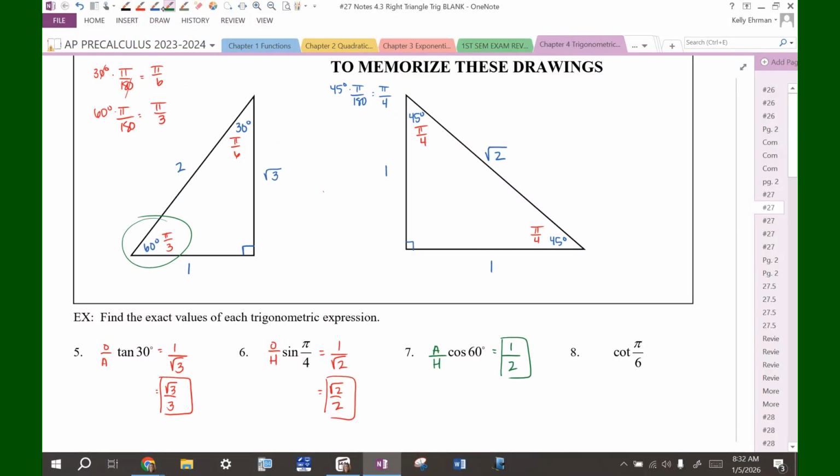Okay, what about cotangent? So in my brain, I'm thinking, all right, tangent is opposite over adjacent. So this is adjacent over opposite. Find pi over 6. Pi over 6 is 30 degrees. What's adjacent to pi over 6? Radical 3. And what's opposite of pi over 6? 1. And radical 3 over 1 is just radical 3. You do need to simplify that.